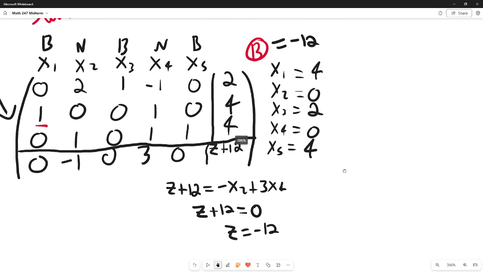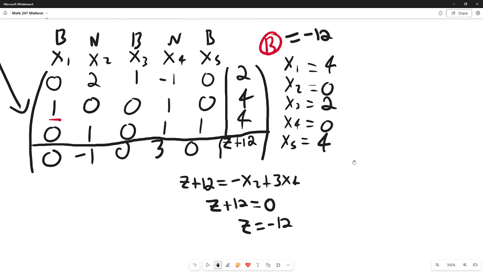But is this the optimal solution? Have we finished? Well, remember, if we want it to be optimal, all of the values in the objective function must be positive, right? Obviously, that's not the case here, because we have a negative 1 right here. So we have to swap with the column that contains the lowest value within the objective function. In this case, it's negative 1, so we're going to swap with x2.